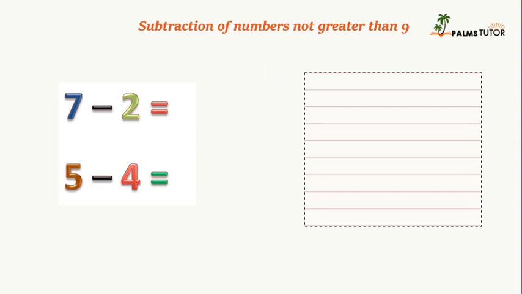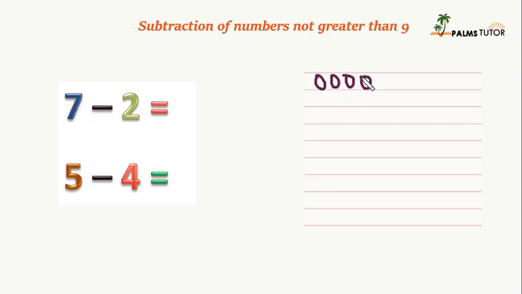It is time to count. What do we use to count? Do we use circles or do we draw strokes? Circles, right? So we count the first number, 7. 1, 2, 3, 4, 5, 6, 7.